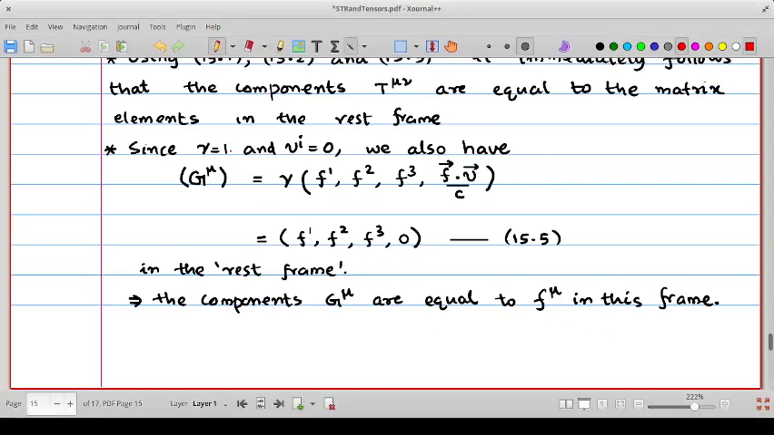Now, in the co-moving frame of the fluid element, v i are all zero, and therefore gamma is equal to 1, and we can have the generalized force, which were related by G mu is equal to gamma F mu. Now, we can write the generalized force density G mu as gamma times the force density in that particular frame. So that is gamma times f1, f2, f3. And instead of F dot v by c as the fourth component, we will have small f dot v by c as the fourth component, because we are considering the force per unit volume. Now, this object G mu is a tensor.